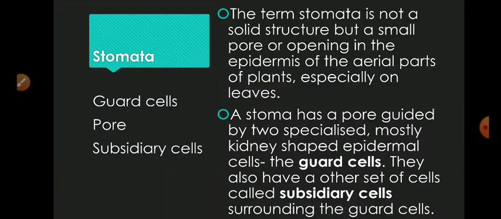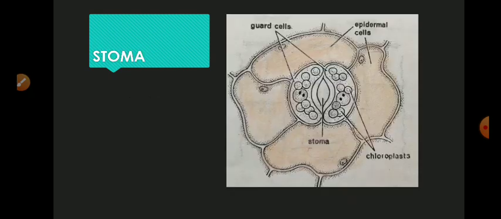So what are stomata? They are nothing but just a pore or opening in the epidermis. They are some space guarded by the guard cells and subsequently by subsidiary cells. So it is not any structure that is called stomata, but an opening or a pore. In plural it is stomata and singular it is stoma. So stoma has a pore guarded by two specialized guard cells which are guarded by subsidiary cells.